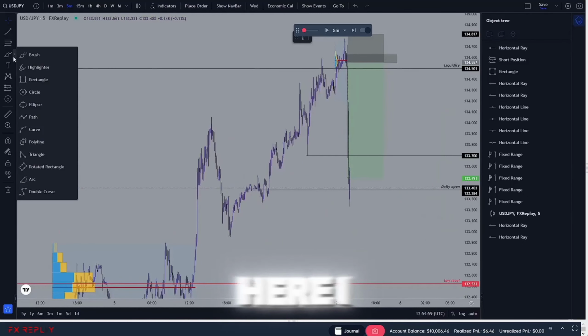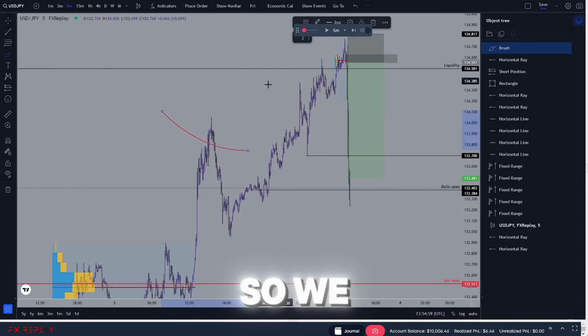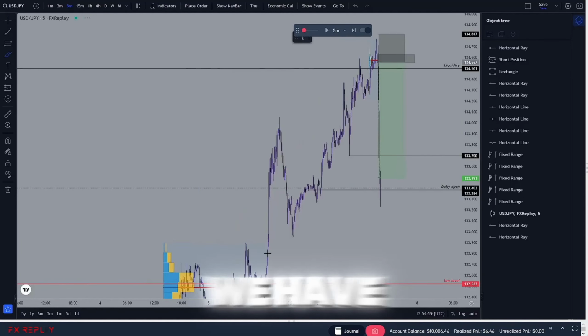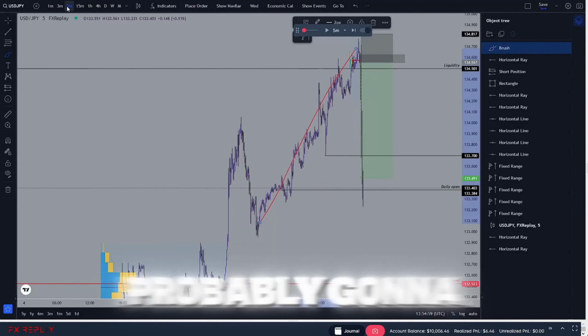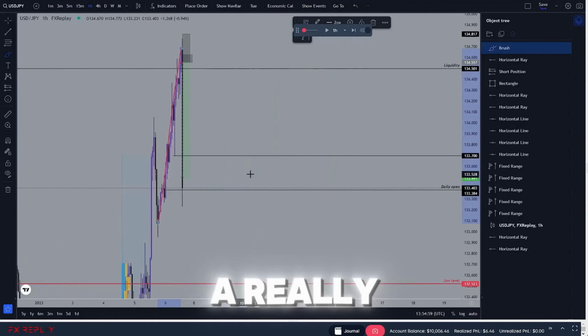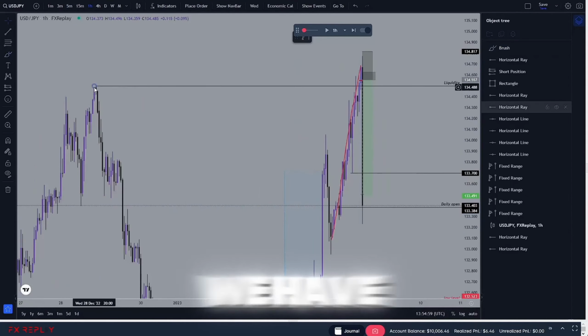We see here, I want it to be bigger, right? We see here, impulsive move, retracement. Consolidation, because it has a really impulsive move right now. And here we have a liquidity.